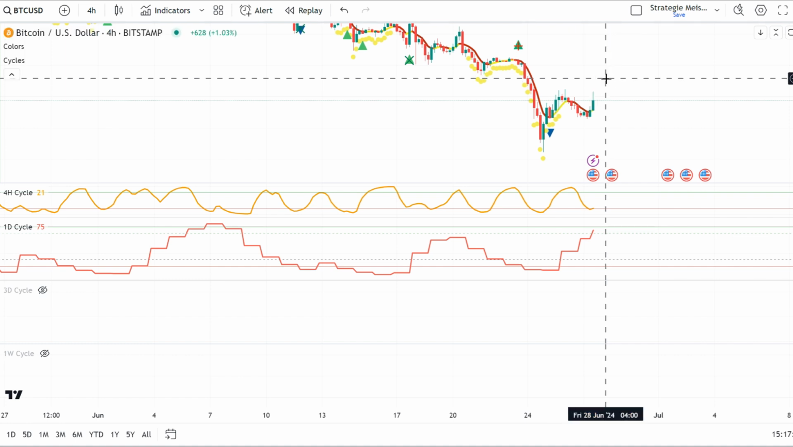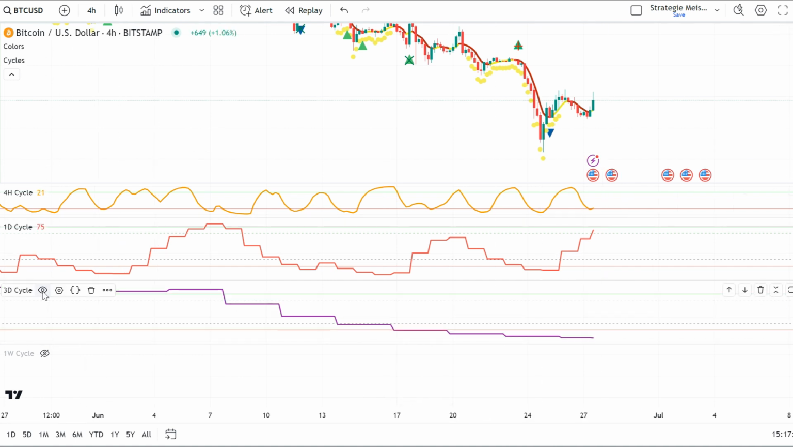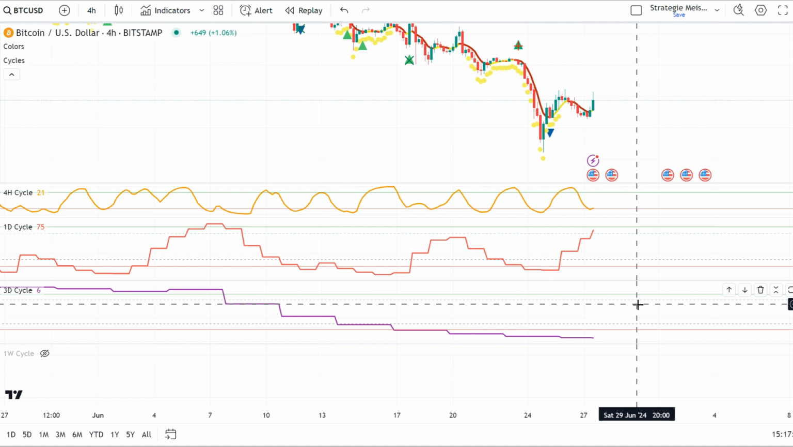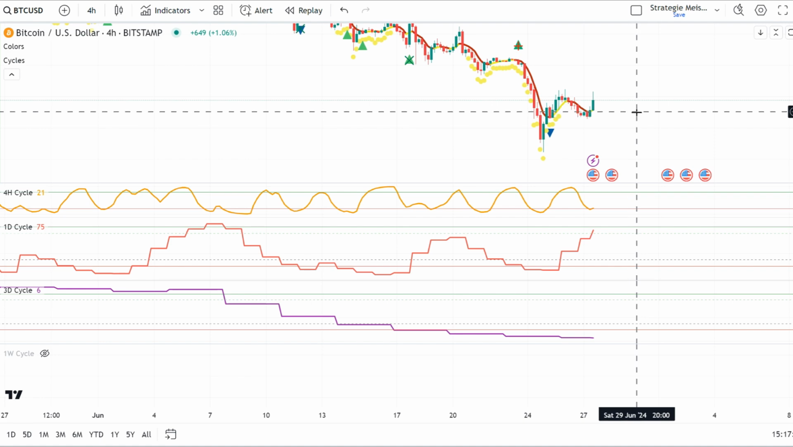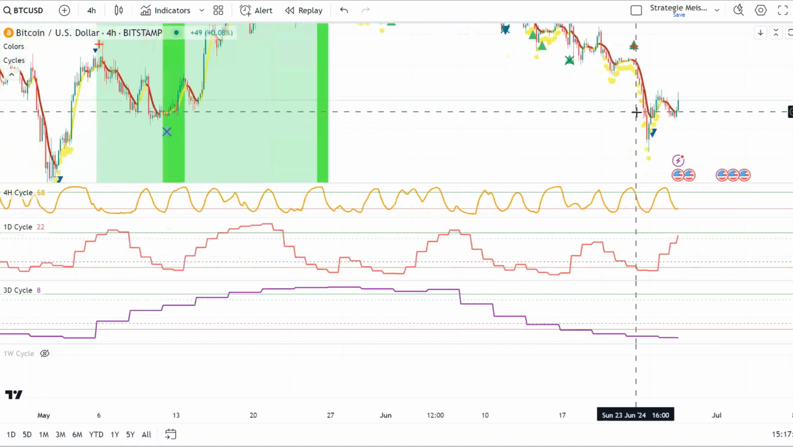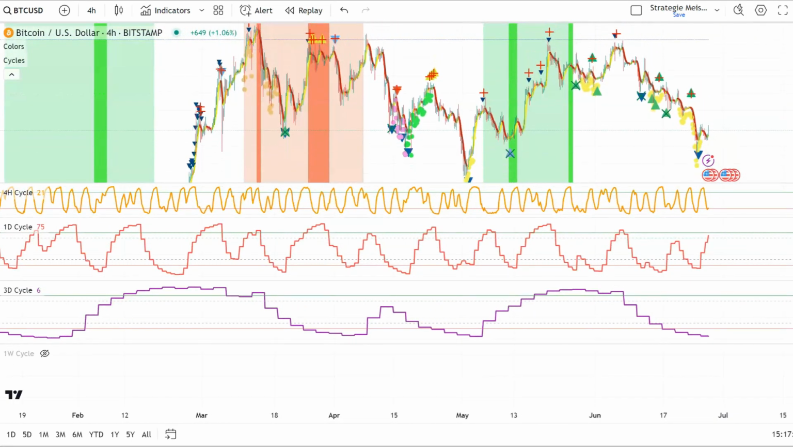However, we still have two more cycles to discuss, and here we go down to the 3-day cycle. We open it up and we can see that the 3-day cycle is currently at 6, meaning that either it already reached the cycle bottom or it's very close to the bottom. And let me zoom out a little bit to basically see the behavior previously.